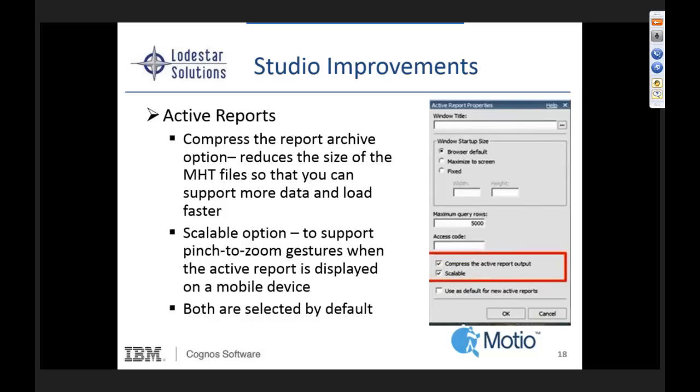So obviously I think that one would always be checked. It starts off by default checked. Certainly you can uncheck it, but I'm not sure in most situations why you would. The scalable option actually allows you to pinch to zoom like you would on your iPhone or your iPad, how you zoom in and out by pinching. By clicking that setting, which again is set by default to on, it allows you to do that through your Active Reports on your mobile devices.